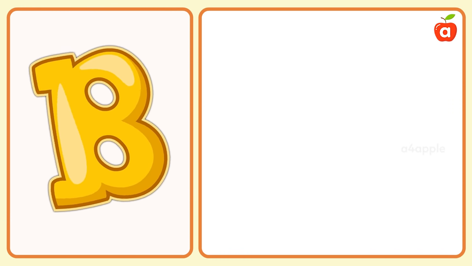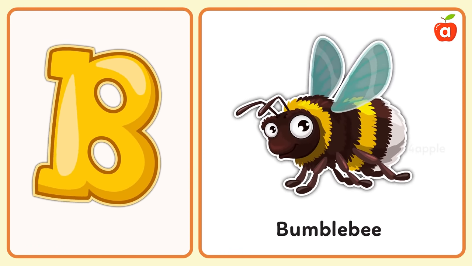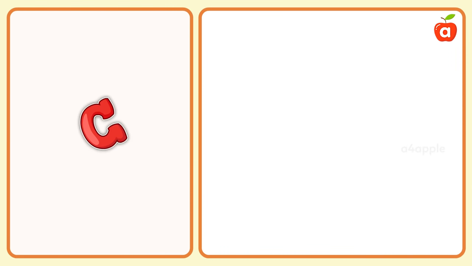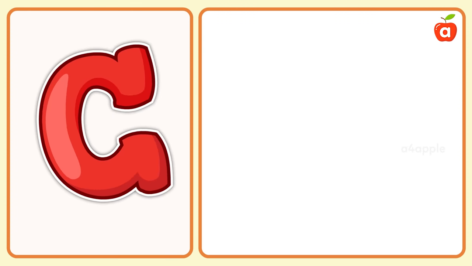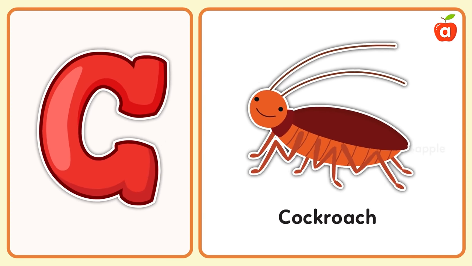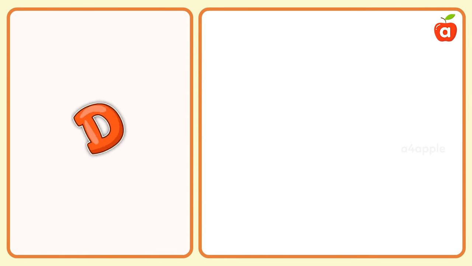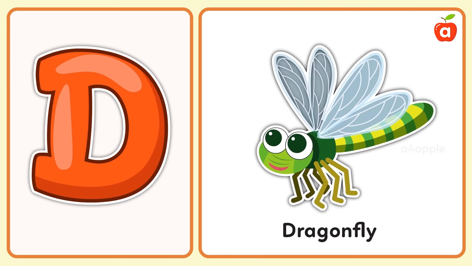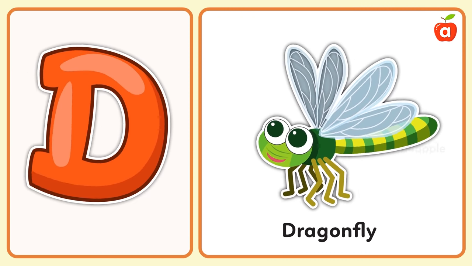B. B is for bumblebee. C. C is for cockroach. D. D is for dragonfly.